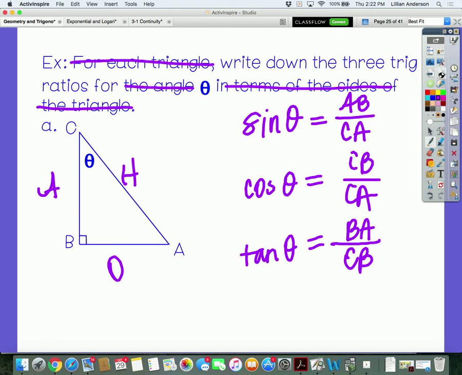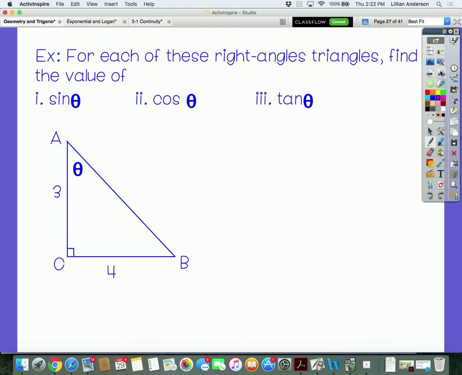Okay, so back to your hard copy notes. Actually, I lied. Keep it open where we were, but go back to your notebook paper. I want you guys to do this example right here. I want you to find the value of sine theta, cosine theta, and tangent theta. Value. What does value mean? Number. Actual number. So in this particular case, you're giving me sine, cosine, and tangent using the numbers. We're not using sides anymore. We're using the actual numbers. So do that for this example, and then we'll actually go forward.